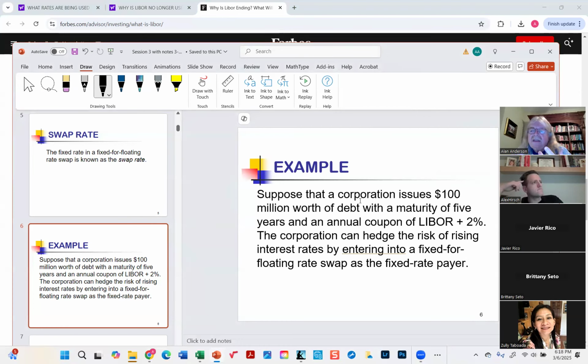So instead, let's just say they approach a swap dealer and say, you know what, we'd like to get rid of this exposure to floating rates, and we'd like to replace that with a fixed amount or fixed rate that we can then pay to our bondholders. So how do we arrange something like this?